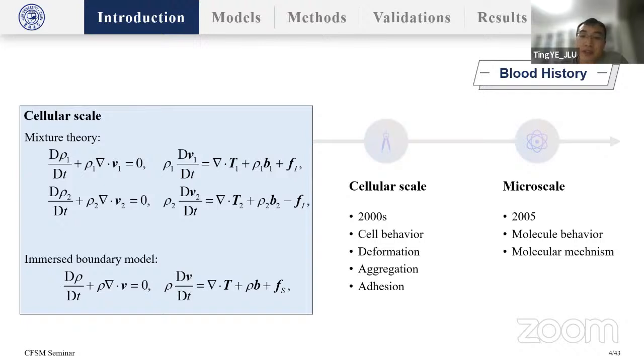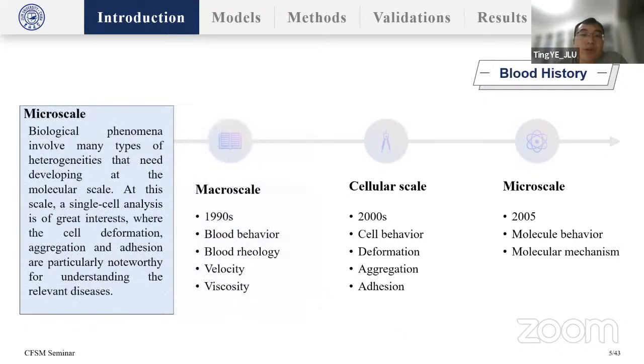At the micro scale, people want to know the molecular details of the diseases. For example, how are the tumor cells captured on the vessel wall? At this scale, a single cell analysis is of interest, where the cell deformation, aggregation, and adhesion are particularly noteworthy for understanding the relevant diseases.